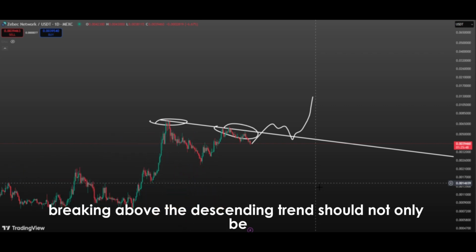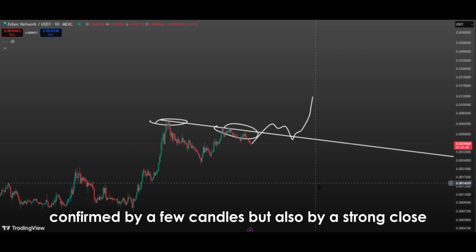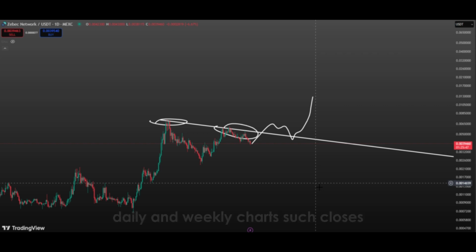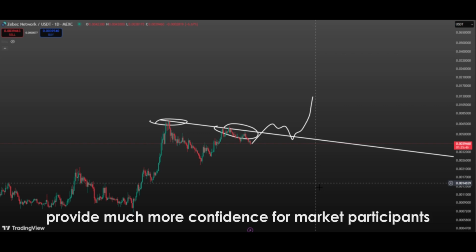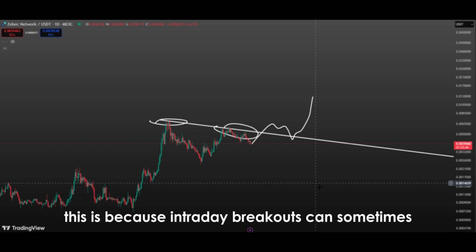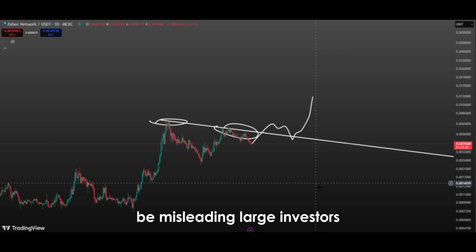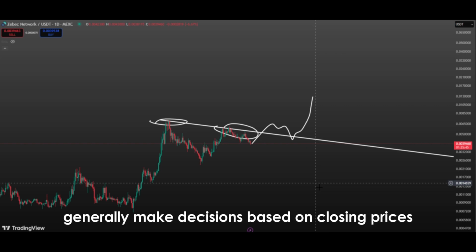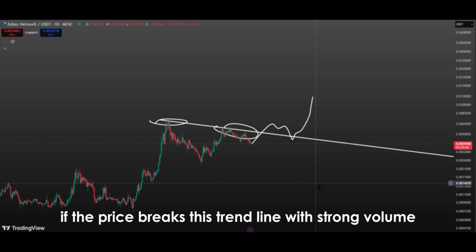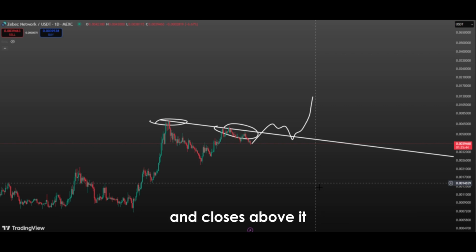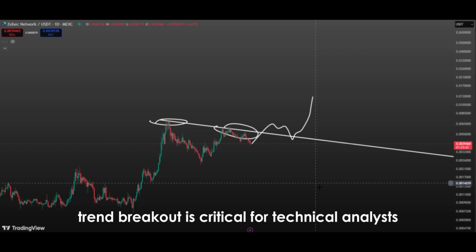Breaking above the descending trend should not only be confirmed by a few candles, but also by a strong close. Especially on daily and weekly charts, such closes provide much more confidence for market participants. This is because intraday breakouts can sometimes be misleading. Large investors generally make decisions based on closing prices. If the price breaks this trend line with strong volume and closes above it, this could indicate the start of a new upward wave in the market. That's why the phrase trend breakout is critical for technical analysts.